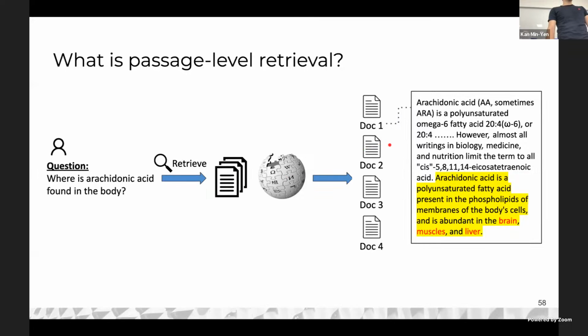The goal of retrieval is to retrieve a list of relevant documents, and what we mean by relevant is defined by ourselves. In the case of question answering, usually relevant means the document should contain the ground truth answer. For example, if you ask a very hard science question, then through retrieval we hope to retrieve the document, and we actually use it every day.